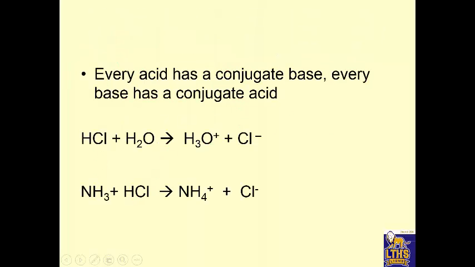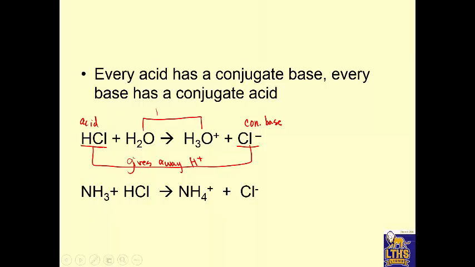Every acid has a conjugate base, and every base has a conjugate acid. What? Well, let's look what's going on here. If I look from this side to this side, I see that this compound turns into this ion. How is that? It gives away H plus. So this must be an acid. That means this is the conjugate base of that acid. Look what happens from here to here. This takes H plus. So this must be a base, and this is its conjugate acid.